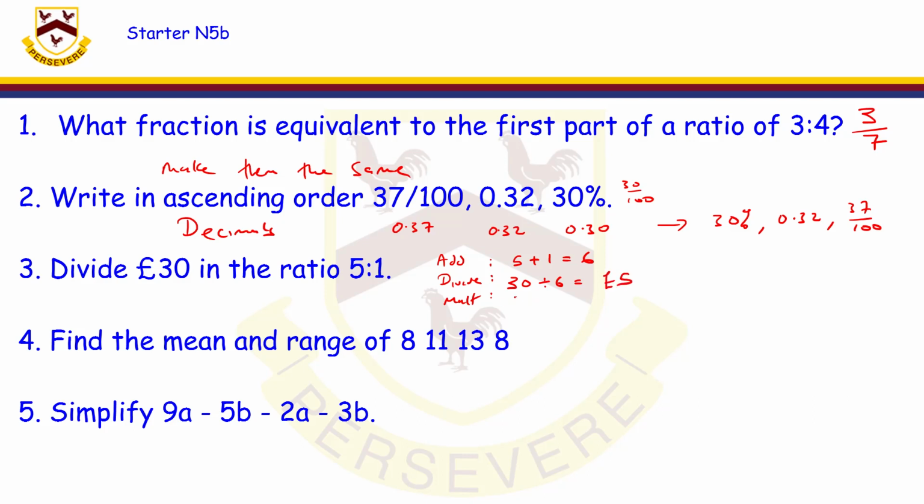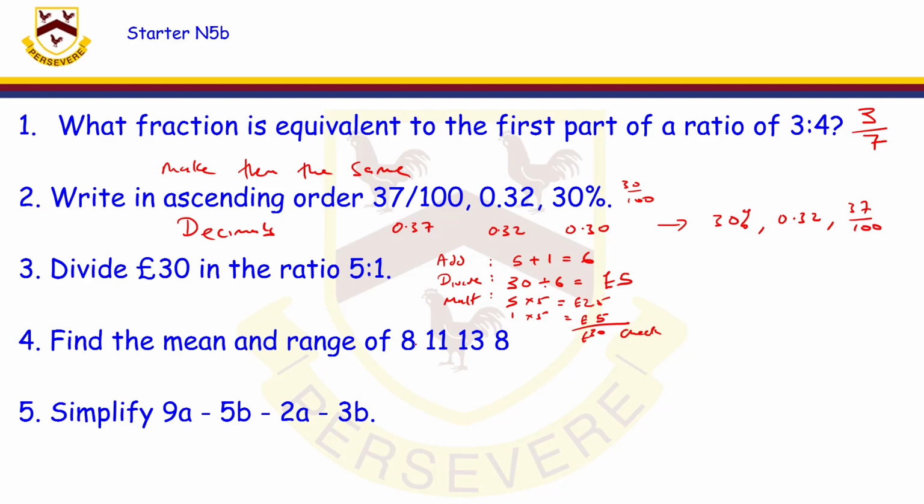And then we multiply. 5 times 5, 5 shares gives us £25. And 1 share is 1 times 5, which is £5. And we can see if we add them, just to check, 25 plus 5 gives us £30. That's just a check.